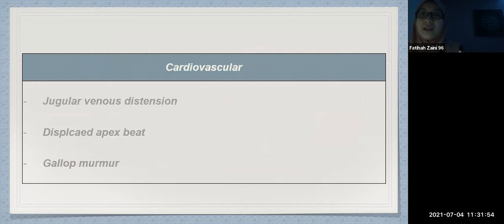If we suspect that the acute breathlessness might be because of congenital heart disease, we should proceed to the cardiovascular examination, looking for jugular venous distension, displaced apex beat, or gallop murmur, which is suggestive of heart failure.